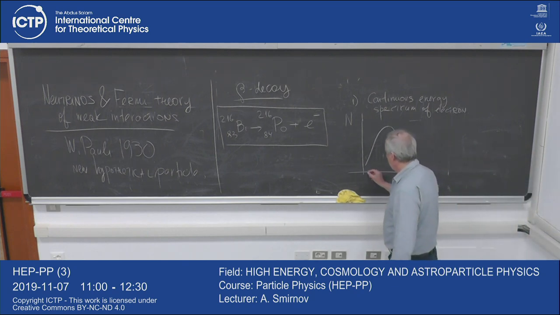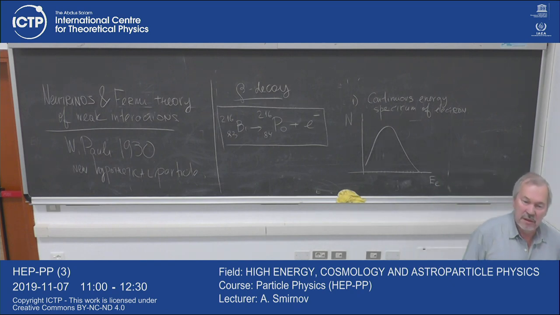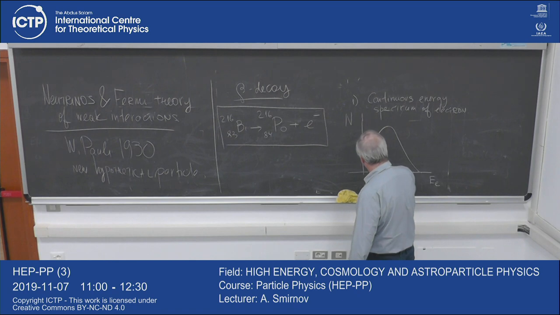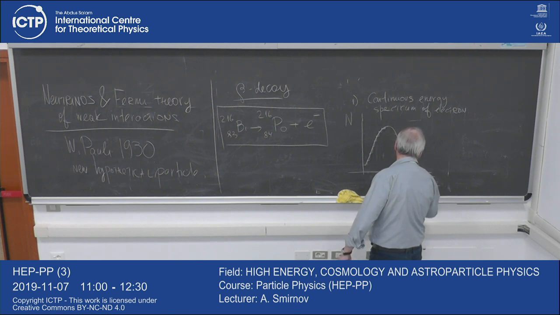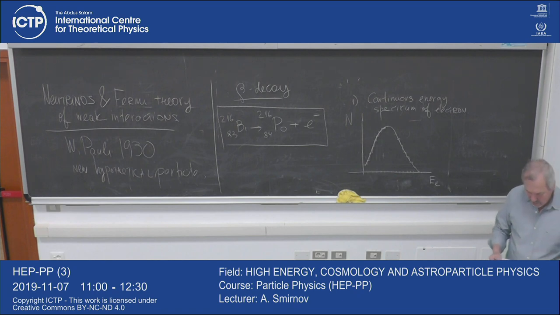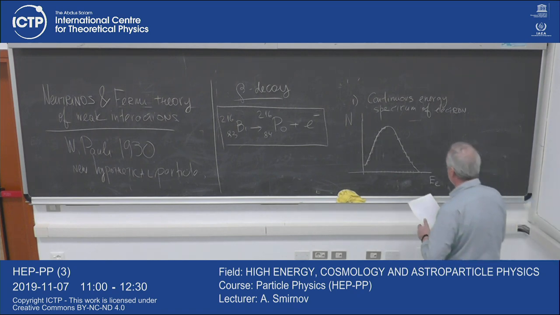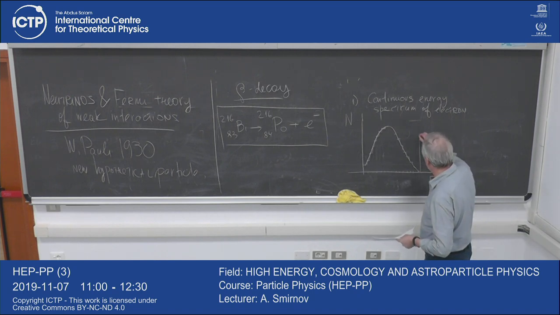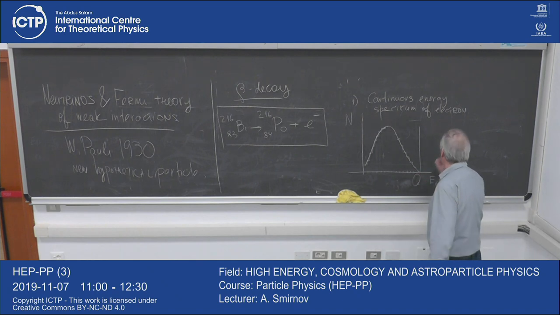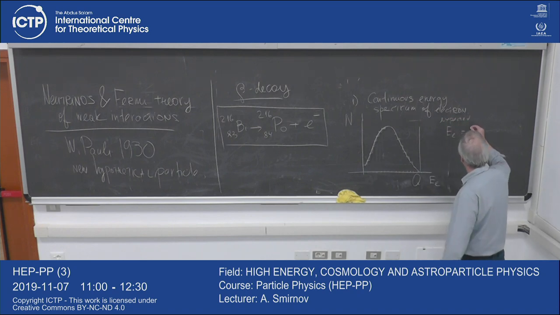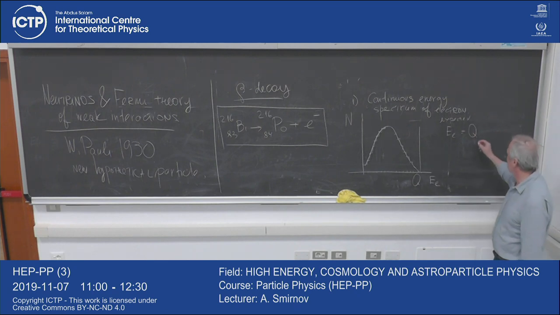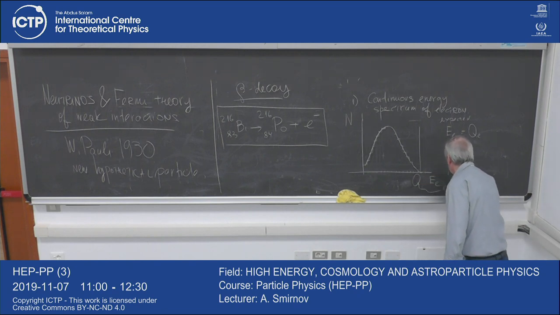So usually experimentalists are doing the following. They have bins, and then count the number of events with electron energy in a given bin. So experimental measurements look like this type of histogram, something like that. So why is this unusual? Unusual because people were expecting that it should be a line, so that all the electrons have the same energy, which equals Q, the end point of the spectrum. So this Q is the end point of the spectrum.